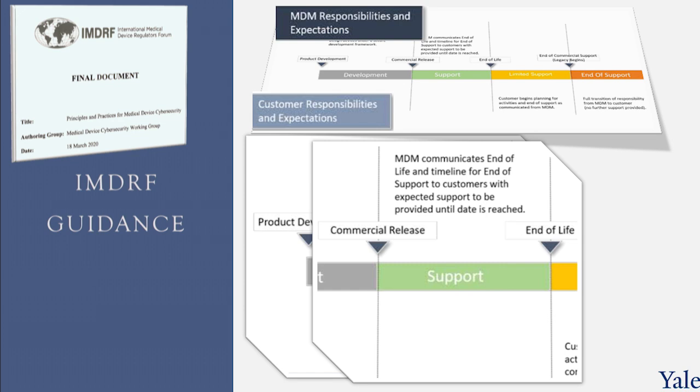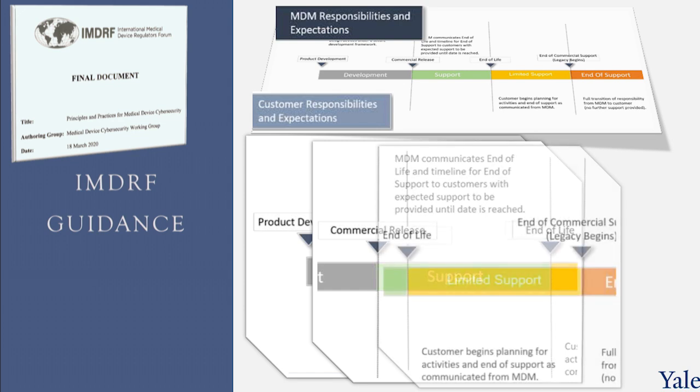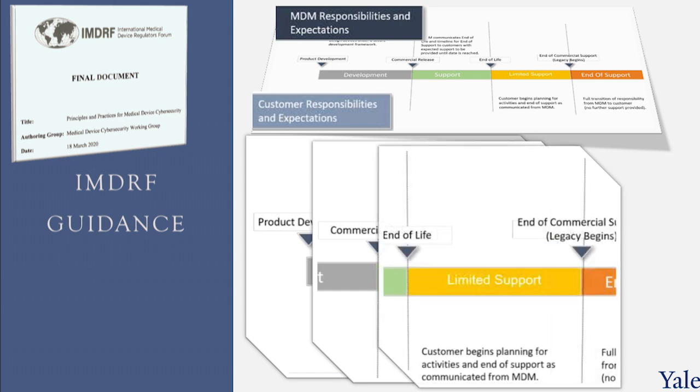So now we end up in a period called support, from commercial release to end of life. And our customers know that this is coming, and they can depend on us being there for them for that period of time. The next step is what's called limited support. And this is an in-between stage where we only provide very minimal support, and the customer begins planning for activities at the end of support as communicated from the manufacturer. So we'll provide patches for the next 2 years, but no new features. That's typically actually how Microsoft does it for Windows.